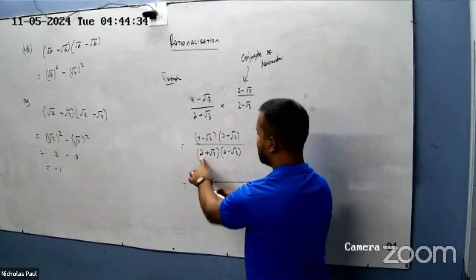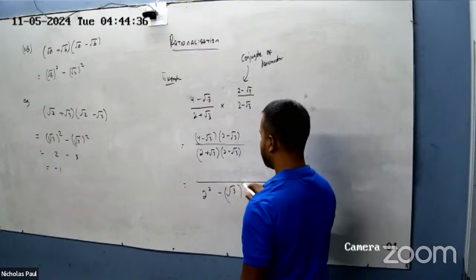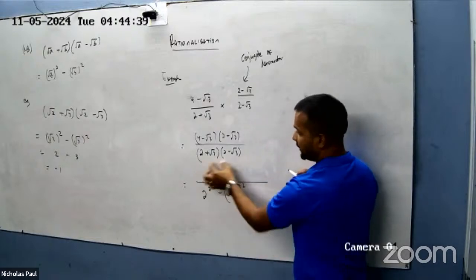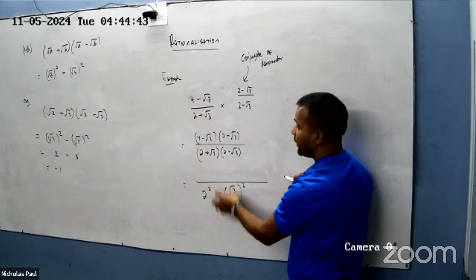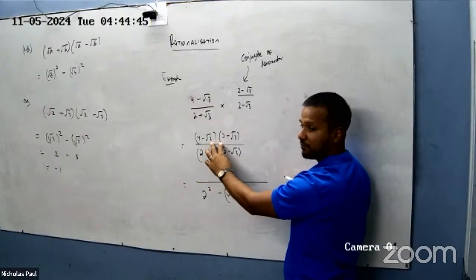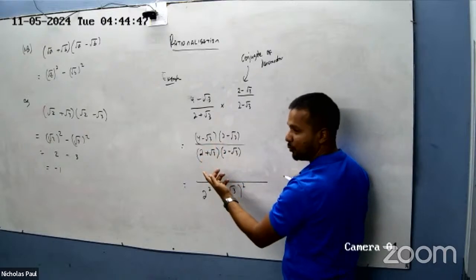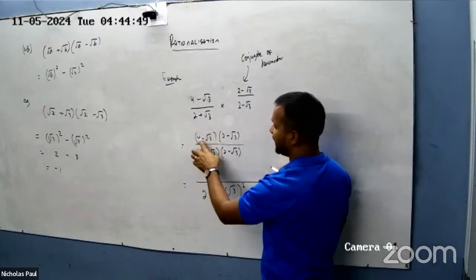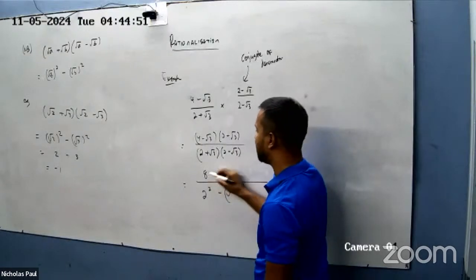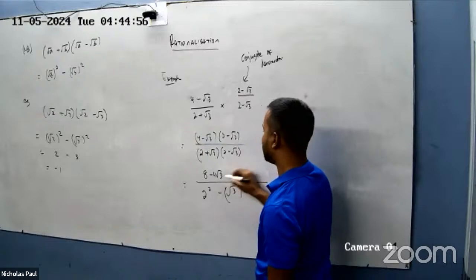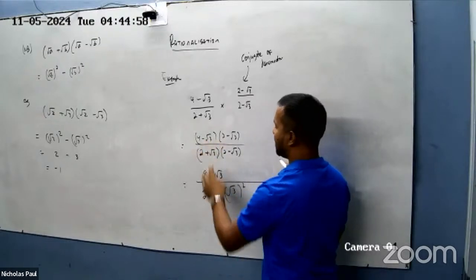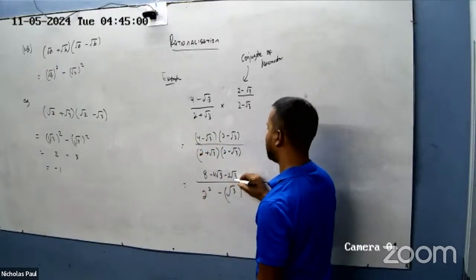Underneath is 2 squared minus root 3 squared. Underneath is what we've been doing all the time. This squared minus this squared. In numerator, all the work here. Watch here first. In numerator is a little bit of work, right? In numerator is 4 by 2, 8. 4 by minus root 3, minus 4 root 3. 2 by minus root 3, minus 2 root 3.